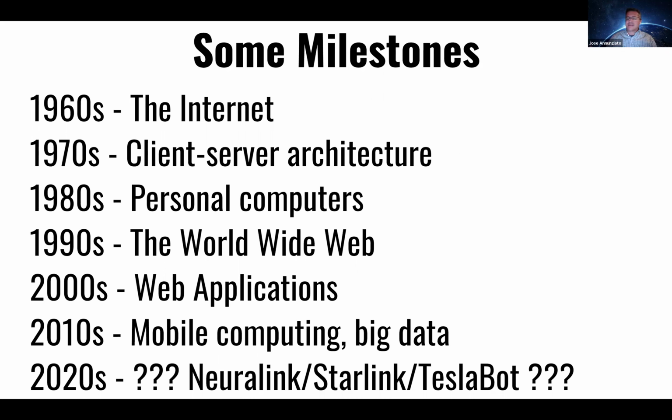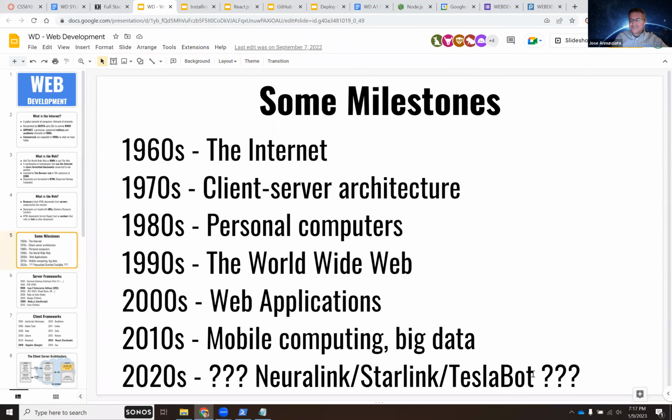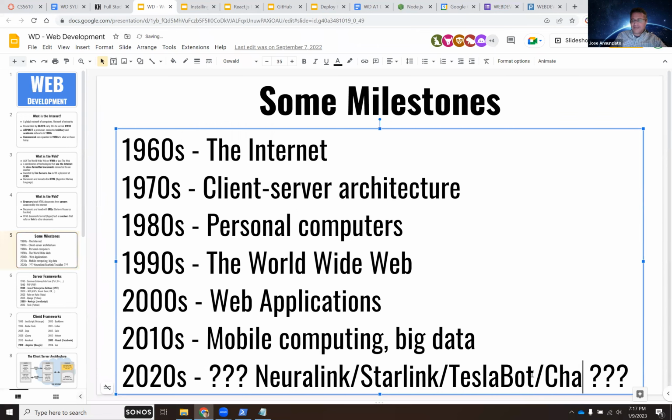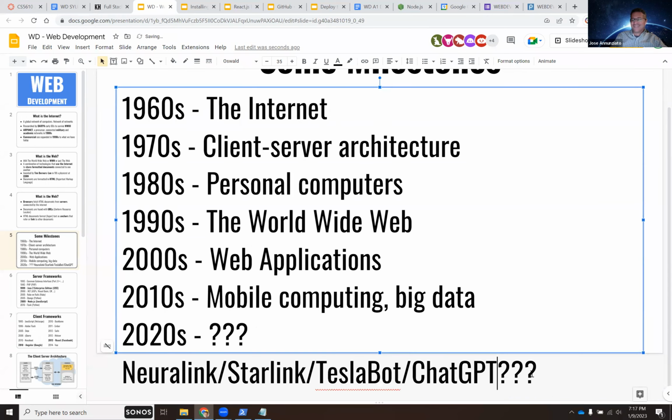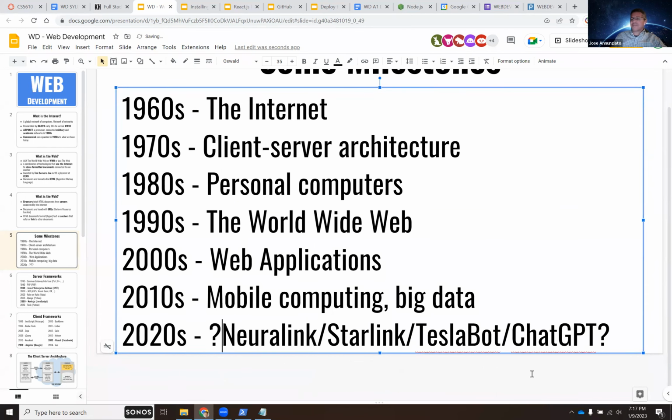We enter the big data explosion where folks are generating lots and lots of data, stored in large data centers to try and data mine some patterns, some behaviors. Try to sell you something. Where are we going later? Who knows? Neuralink, Starlink, TeslaBot, ChatGPT. Anybody play around with ChatGPT? That's scary. Who knows where we're going?